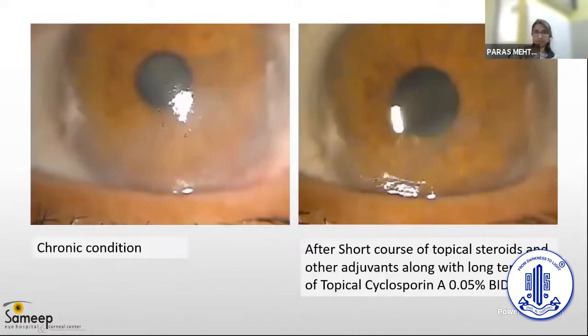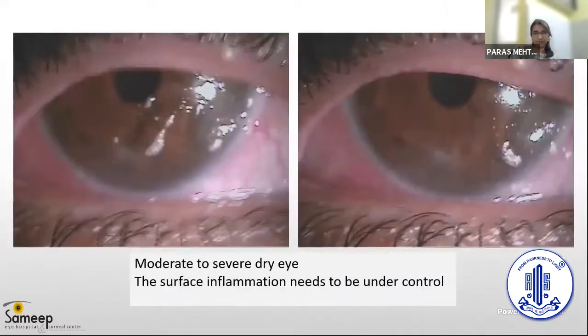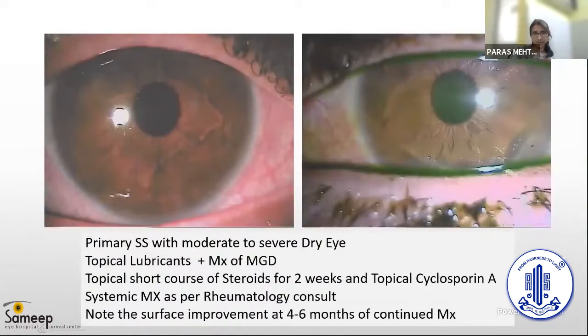Can we go back to the previous slide first and then again go back to this slide? So you can see the difference between the two. Next, please. Yeah, you can see the difference on the ocular surface. Unless you treat these patients on long-term anti-inflammatory therapy, they will not do well, and they will end up with maybe corneal melt or significant corneal scarring and so on and so forth.